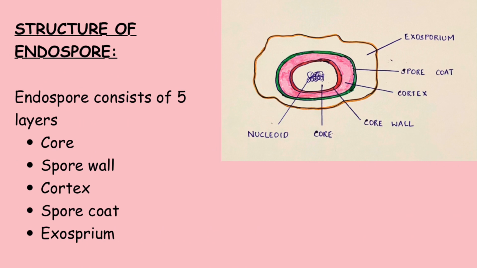Structure of endospore. The endospore consists of 5 layers. The innermost layer is the core. Surrounding the core is the core wall or spore wall. Outside the spore wall lies the cortex. The spore coat encloses the cortex, and the outermost layer is the exosporium. Now let's study each layer in detail.